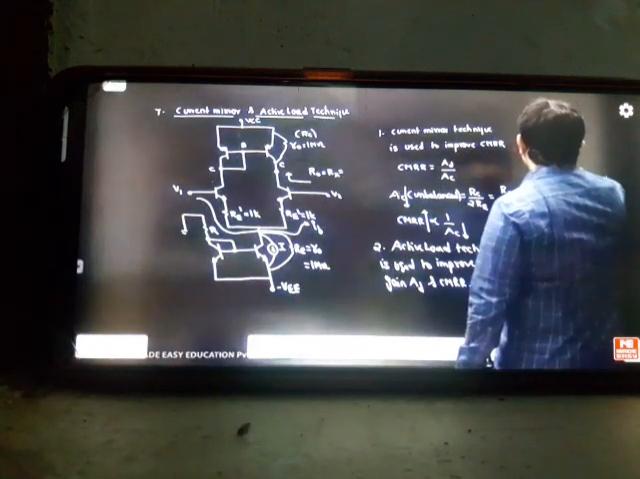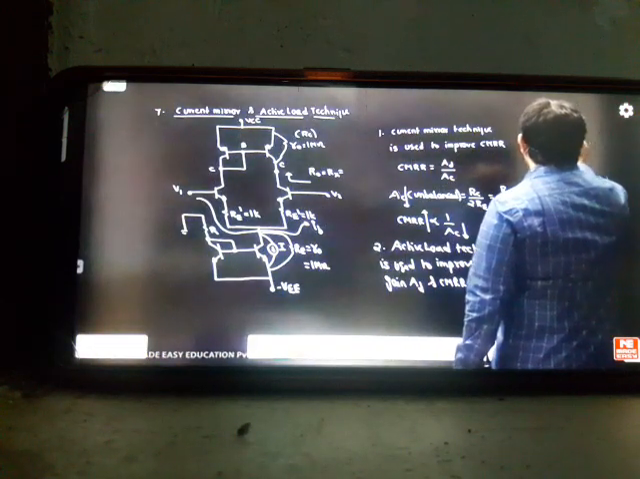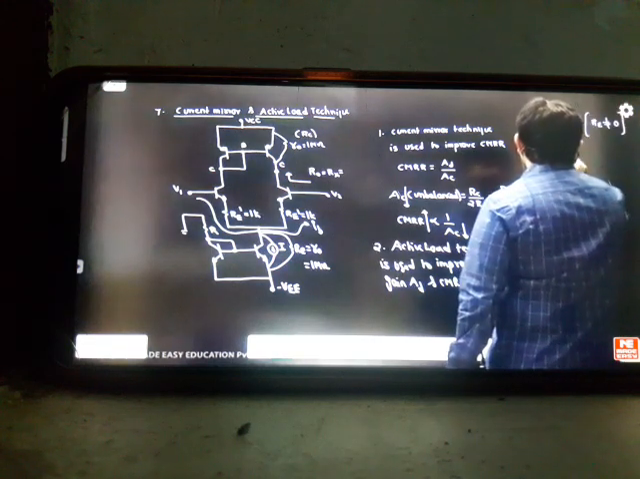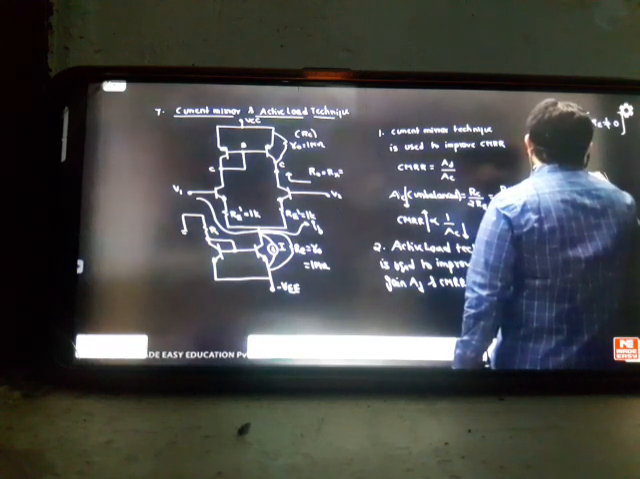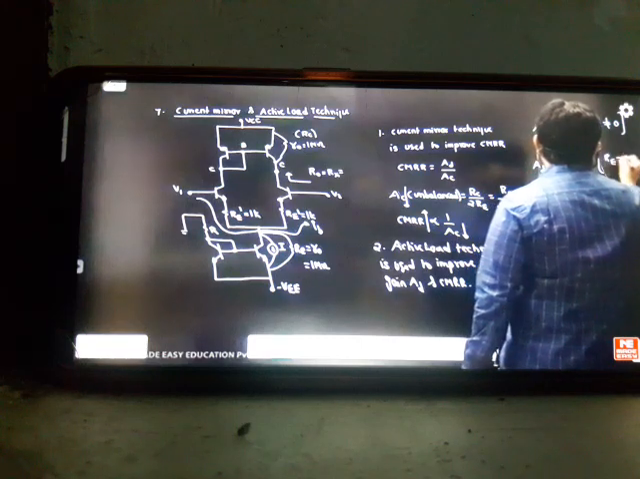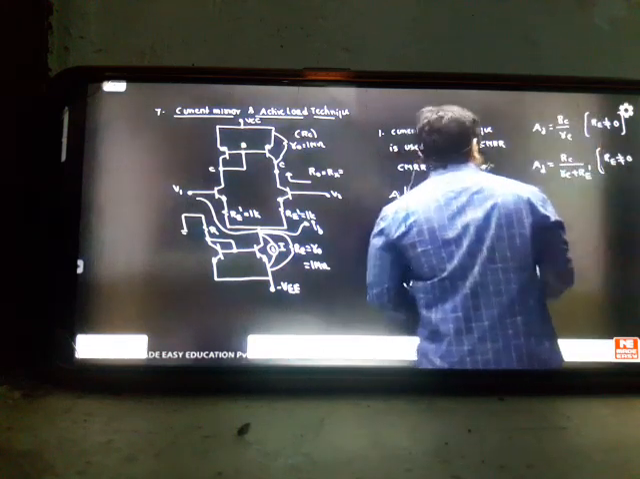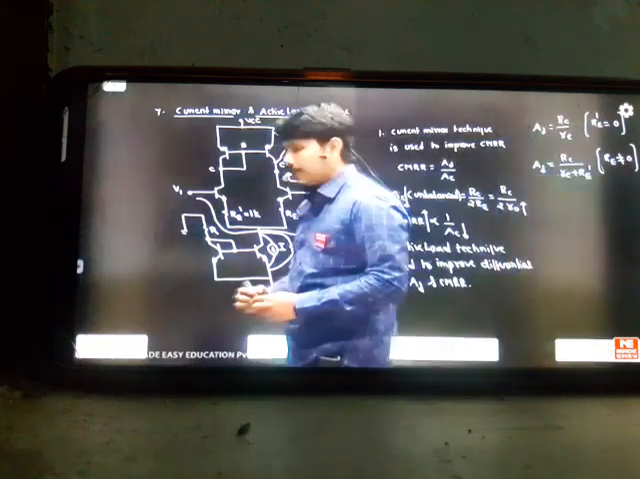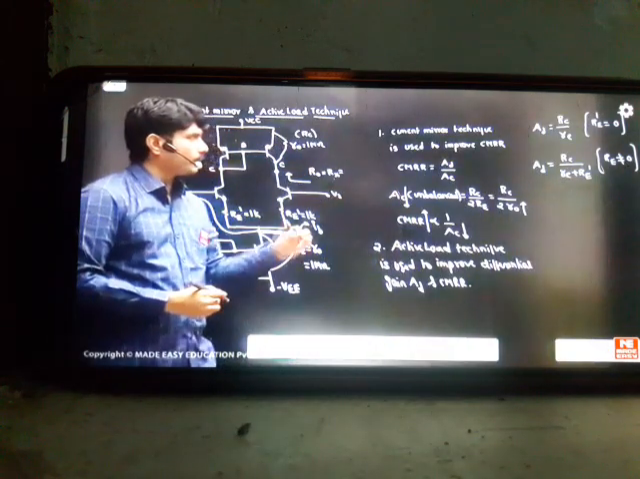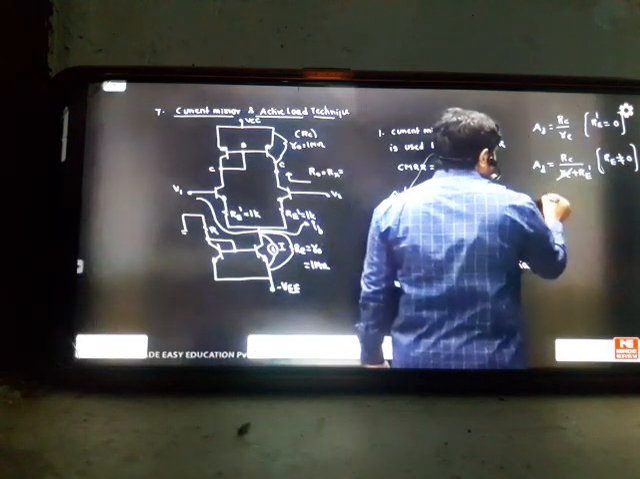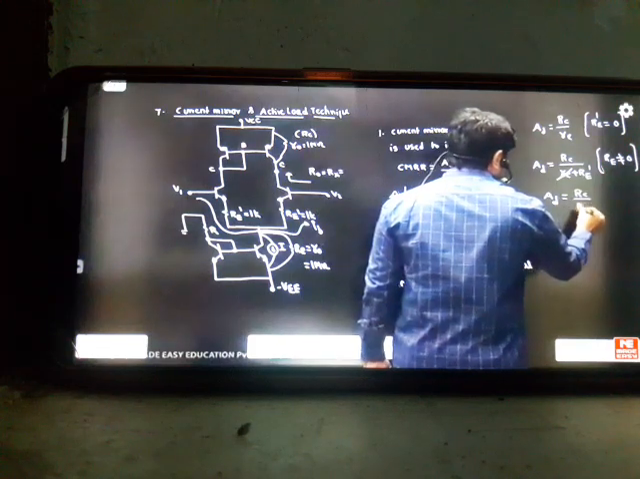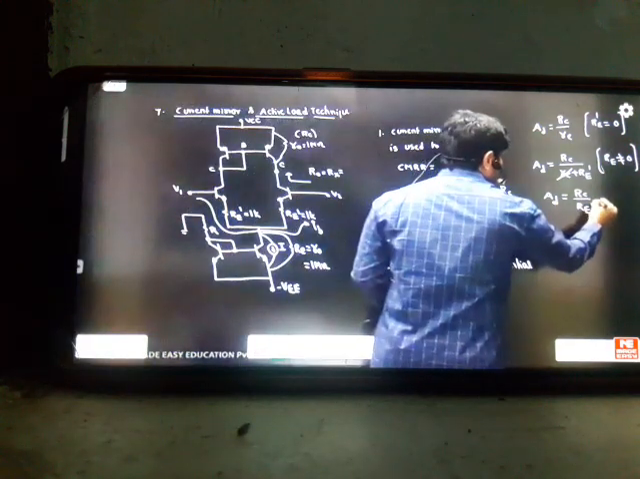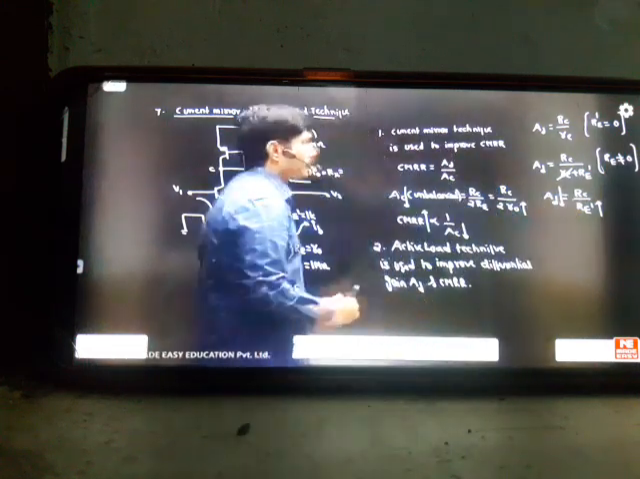The formula we have seen previously: AD became RC by RE when RE dash is 0. But when RE dash is not equal to 0, the formula became RC by RE plus RE dash. This is how the gain changed previously, one without stamping, one with stamping. With stamping, RE is neglected and it became RC by RE dash. Because the denominator has increased, your gain AD has decreased.